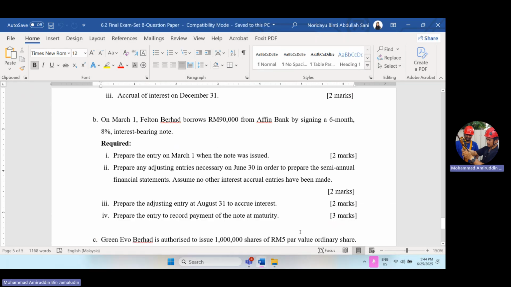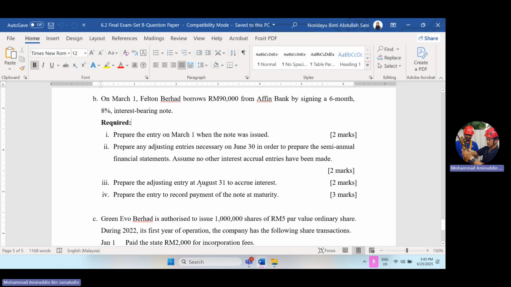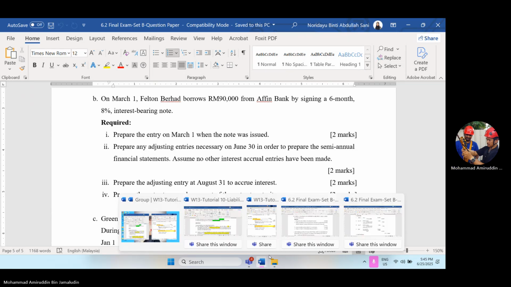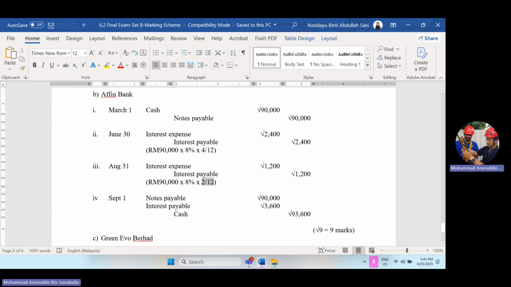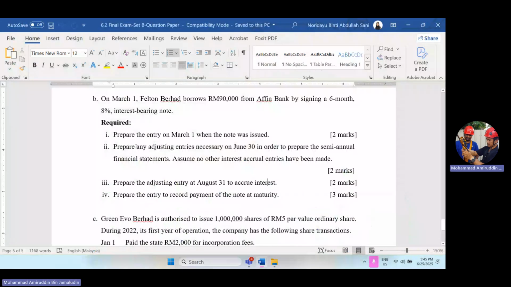You see, similar? I can say exactly a tutorial. Prepare adjusting entry on August 31st to accrue the interest. So here you already accrued up to June, right? So now, July, August. Another 2 months, July, August. So 2/12. Same thing. Debit interest expense, credit interest payable because we prepare the adjusting. You see? It's also adjusting, but only the date is different.